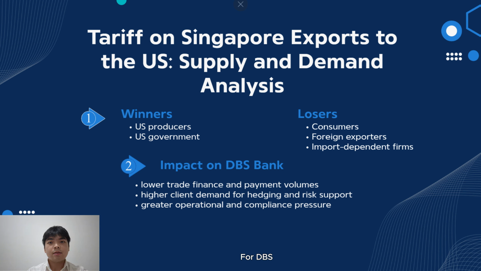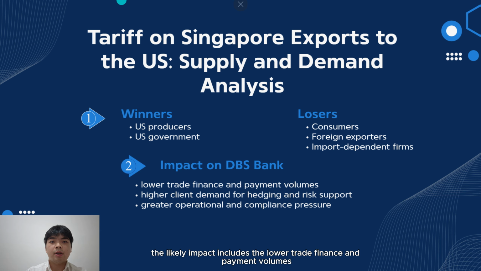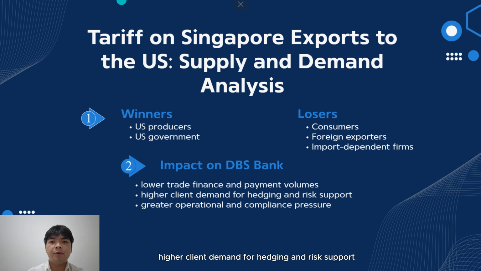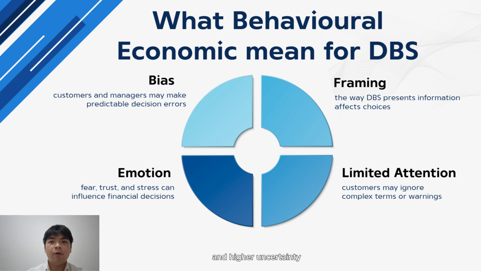For DBS, the likely impact includes lower trade finance and payment volumes, higher client demand for hedging and risk support, and greater operational and compliance pressure. So even though the tariff is not imposed directly on DBS, it still affects DBS indirectly through lower trade flows and higher uncertainty. I will now move to topic 4.